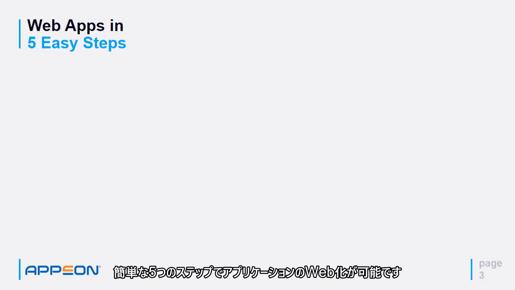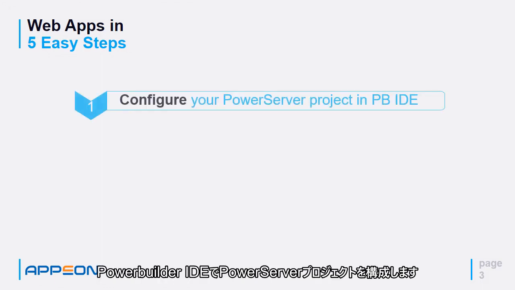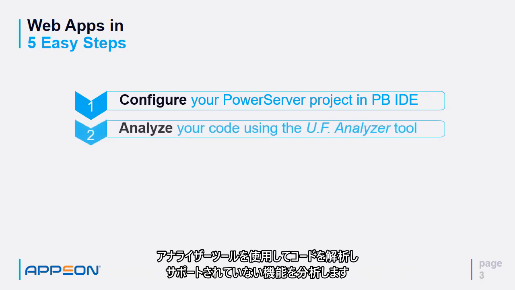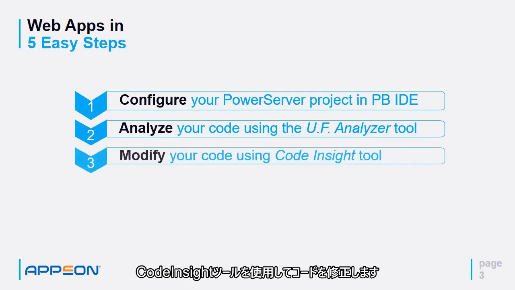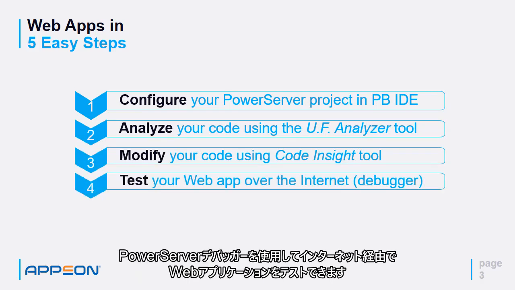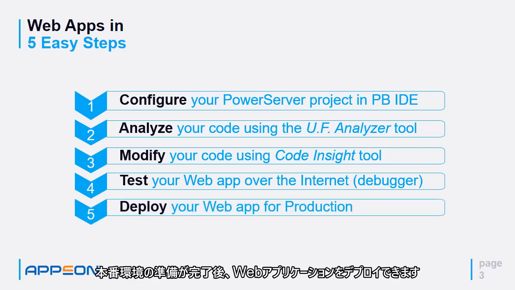So what are the 5 easy steps to a web application? Configure your PowerServer project in the PowerBuilder IDE. Analyze your code using the Unsupported Feature Analyzer tool. Then modify your code using the Codeinsight tool. And test your web application over the internet. And in addition, you can also use the PowerServer Debugger. And deploy your web application when it's ready for production.